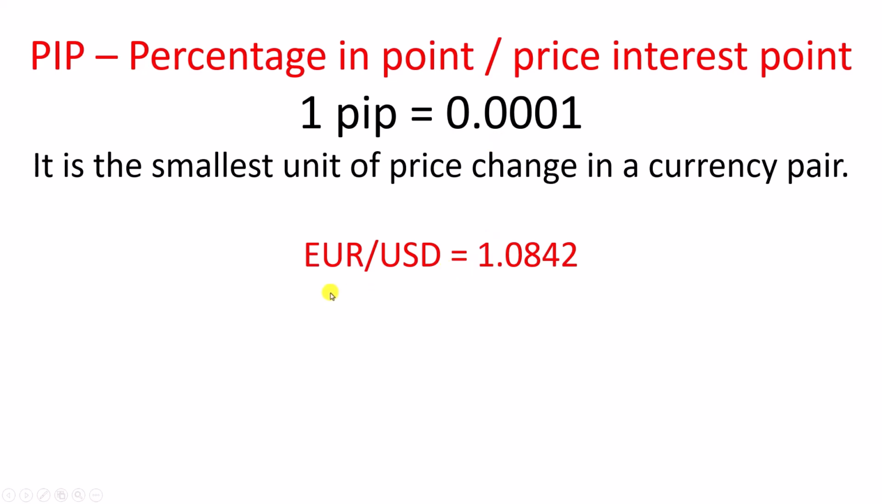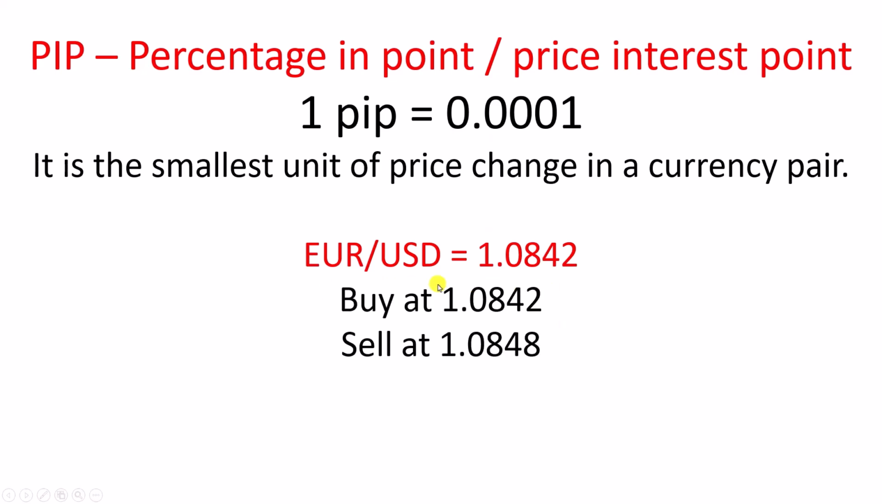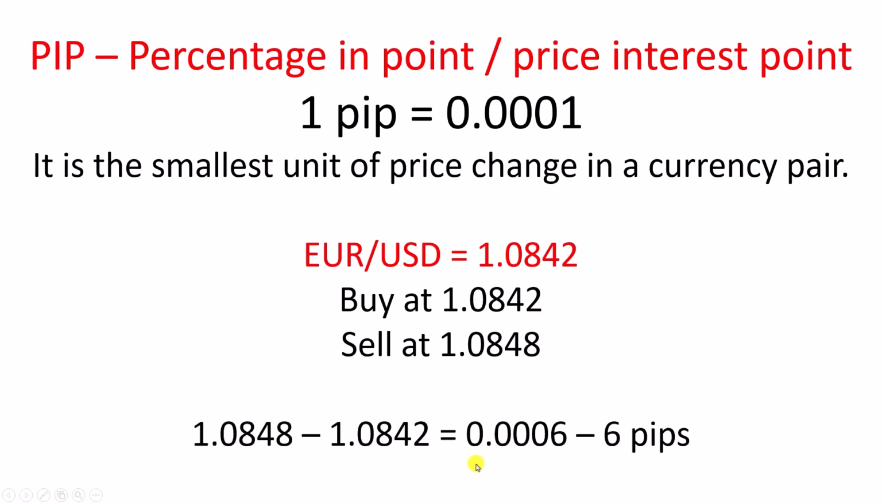Okay. Now let us say that this is the currency pair I trade. Let us say that I bought this pair at 1.0842, and after some time I sold this pair at 1.0848. So the difference between these two would be 0.0006, and this would be 6 pips.